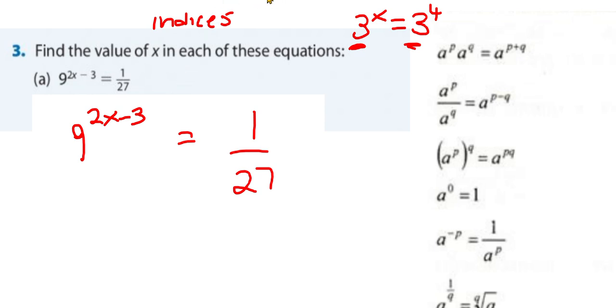So here's what I want you to do. I want you to change the 9.